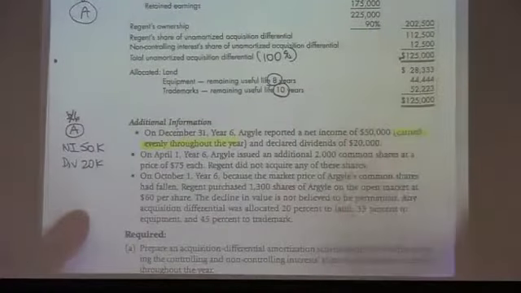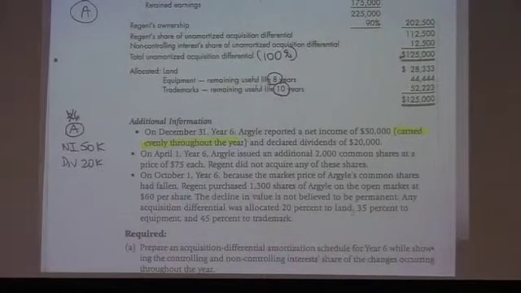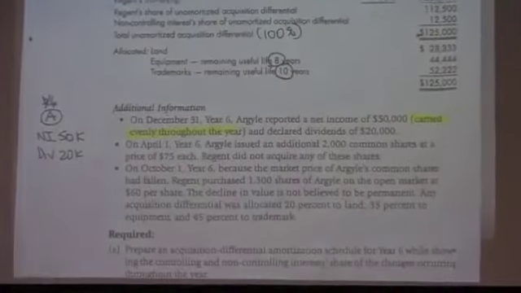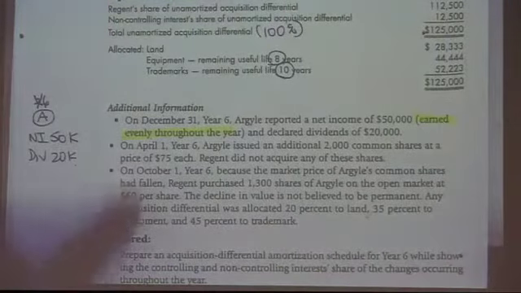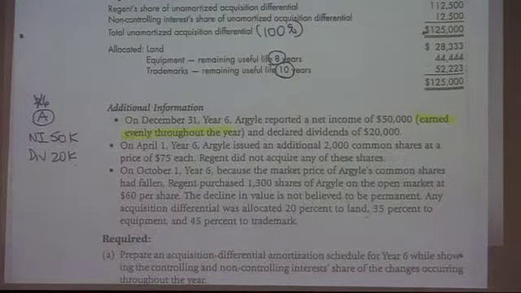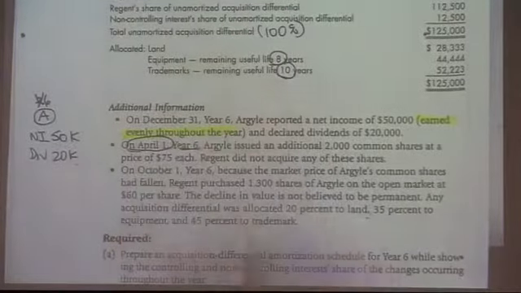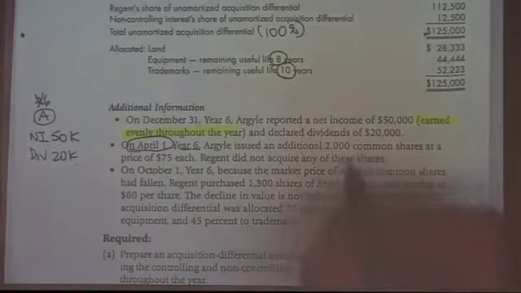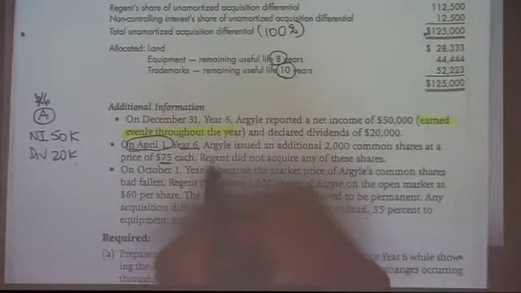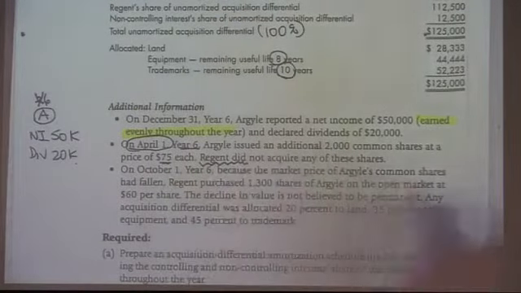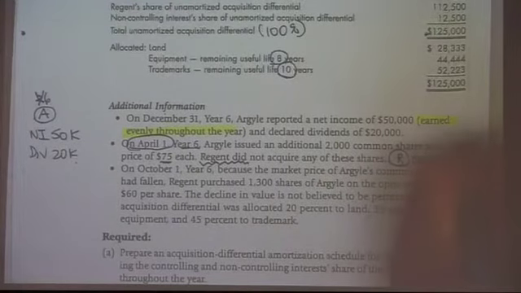And that's going to be important because you'll see in a minute that there are a bunch of acquisitions and dispositions changing the percentage of ownership of Regent over year 6. You'll see that the first change is April 1st. And here, Argyle issued an extra 2,000 common shares at $75 each, and Regent did not participate, which means that Regent's ownership will decrease.